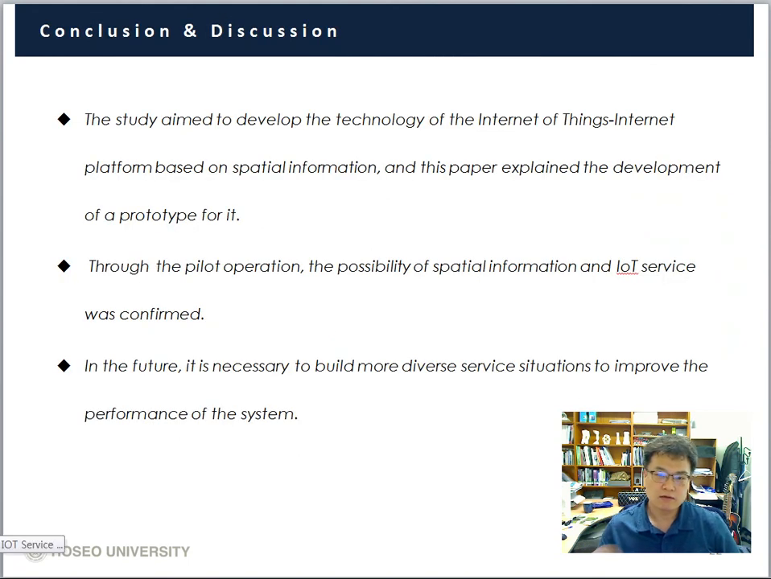Okay, this is the conclusion and discussion. This study aimed to develop the technology of an Internet of Things platform based on spatial information, and the paper explained the development of the prototype. Through the pilot operation, we can see the possibility of an advanced IoT service platform using spatial information, but it is not complete.